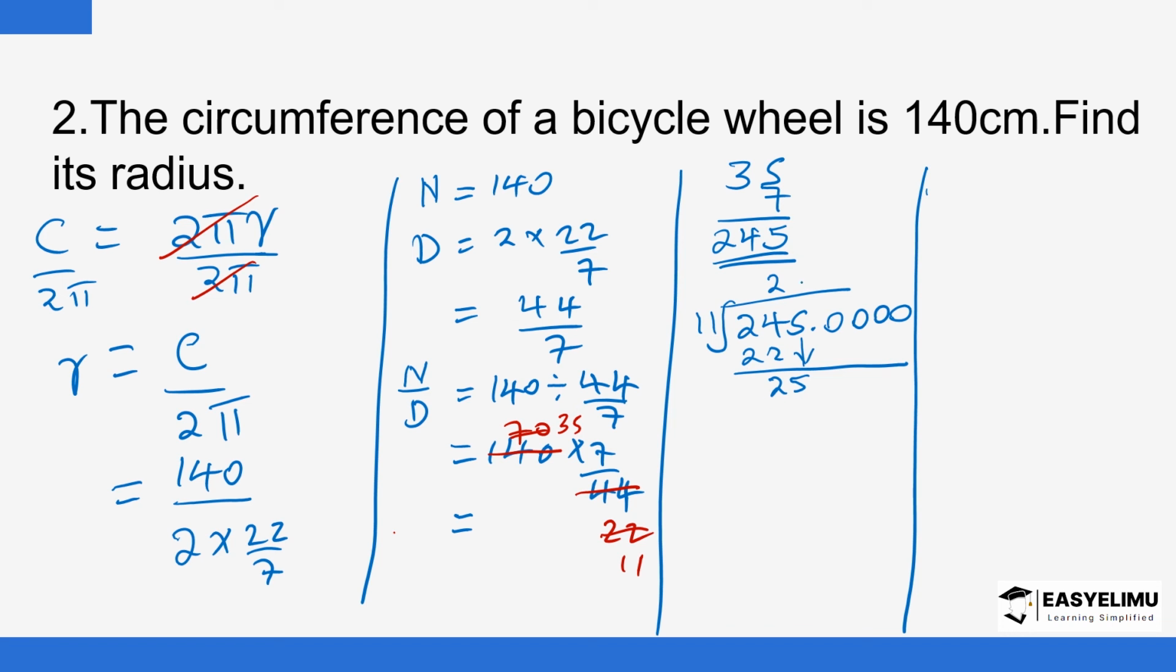11 goes into 25 2 times, and 2 by 11 is 22. So you subtract, this is 3, you drop the next 0 here. So 11 goes into 30 again 2 times, and 2 by 11 is 22. You subtract, you borrow 1 from 3, take it here, it will be 10. 10 minus 2 is 8. You drop this down here, the next 0. 11 goes into 87 times. 7 by 11 is 77, and the difference is 3. Borrow 1 from here, put it here is 10. 10 minus 7 is 3.